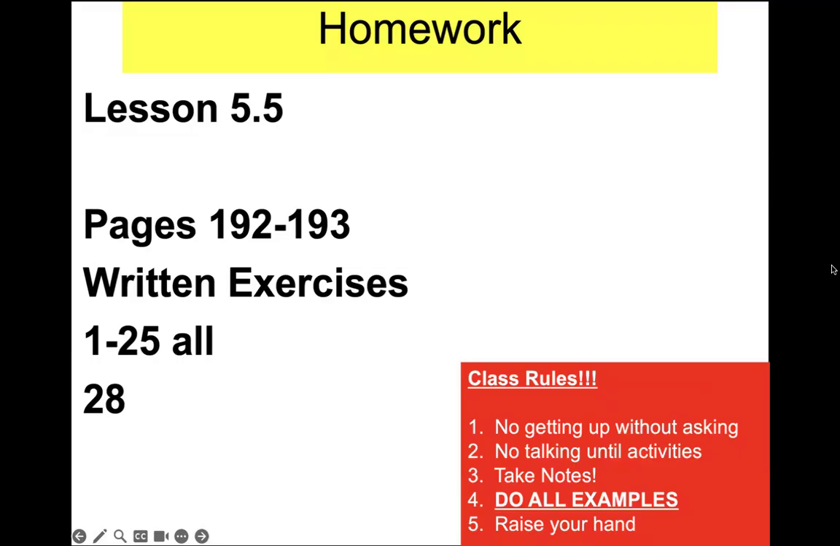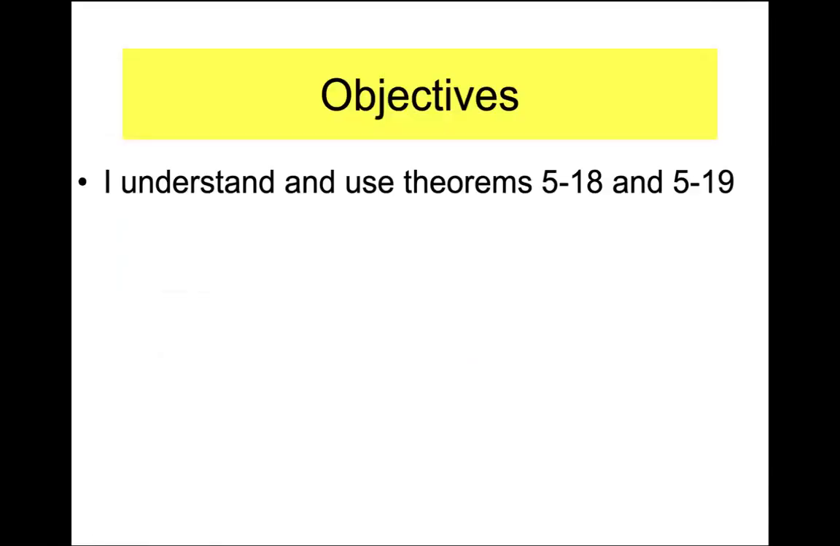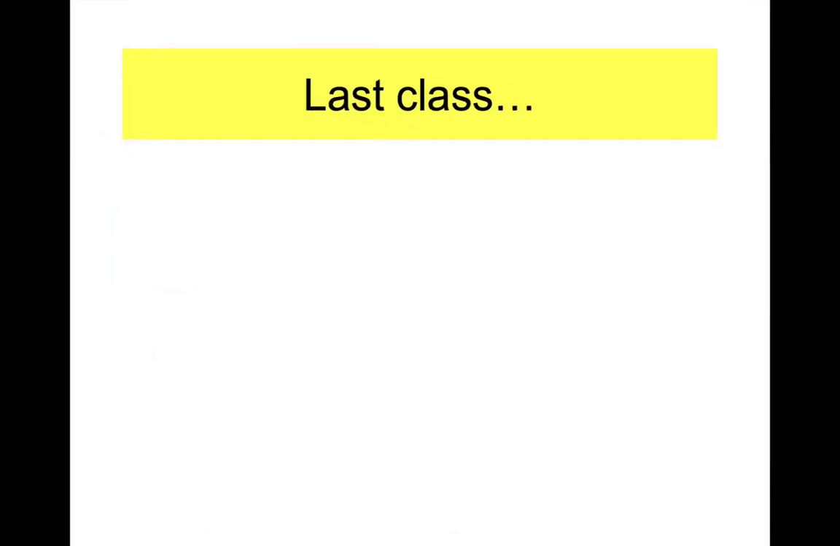Okay, last lesson of the chapter, 5.5. Our last and final quadrilateral is a trapezoid. All right, just two theorems today. So last class we talked about special quadrilaterals, and I made the statement there's truly nothing special about them.